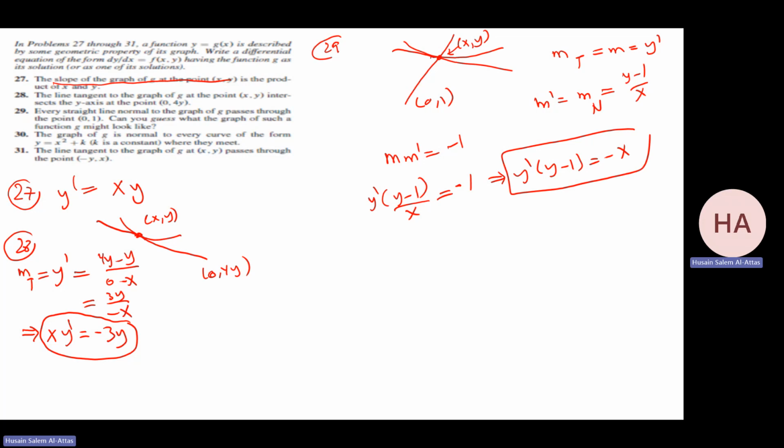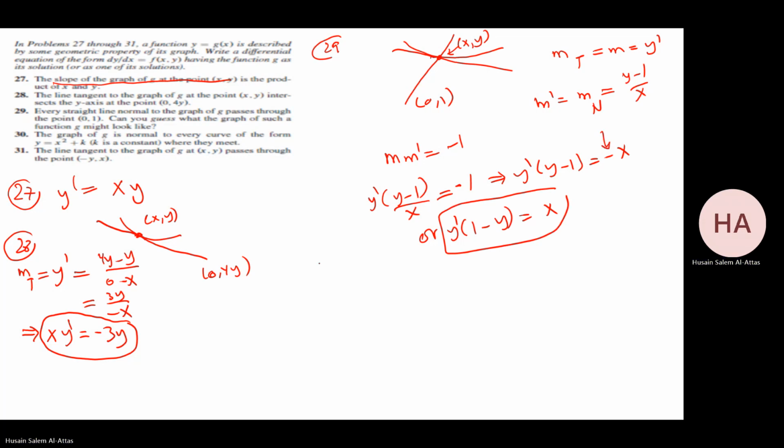Or I can rewrite it as y prime times 1 minus y equal x, if I want to get rid of this minus sign. Okay. 30.